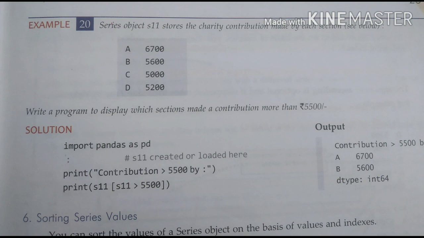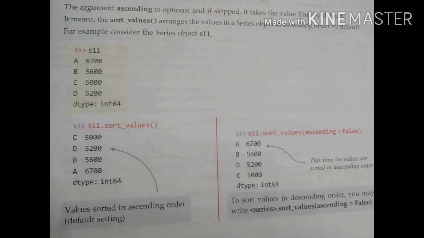See the next one. Here also we are giving a different condition, and the data which satisfies the given condition, only that value will be displayed as the output. S11 should be greater than 5500. So only two data are greater than 5500. So only those 2 rows will be displayed from the series according to the satisfied condition.